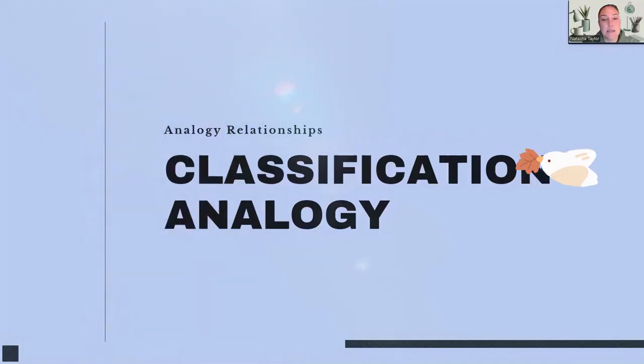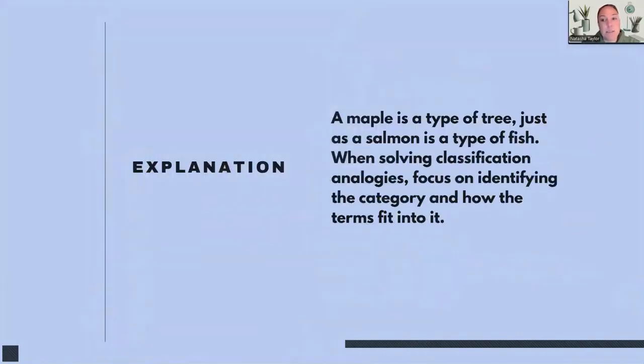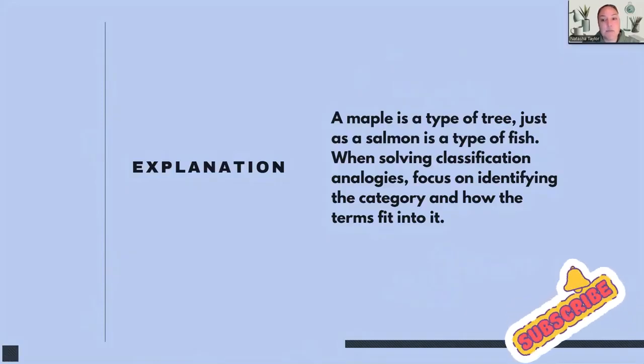Analogy relationships. Classification analogy. Classification analogies group terms based on their categories or hierarchies. The terms are typically related by inclusion. One belongs to a broader category of the other. Example: maple is to tree as salmon is to fish. Explanation. A maple is a type of tree, just as a salmon is a type of fish. When solving classification analogies, focus on identifying the category and how the term fits into it.